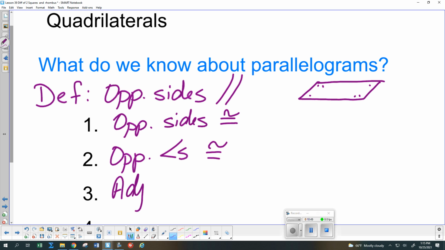So the adjacent angles add to 180, which means they're supplementary. So we're going to abbreviate that. Adjacent, ADJ, the angle symbol, and that they are supplementary.